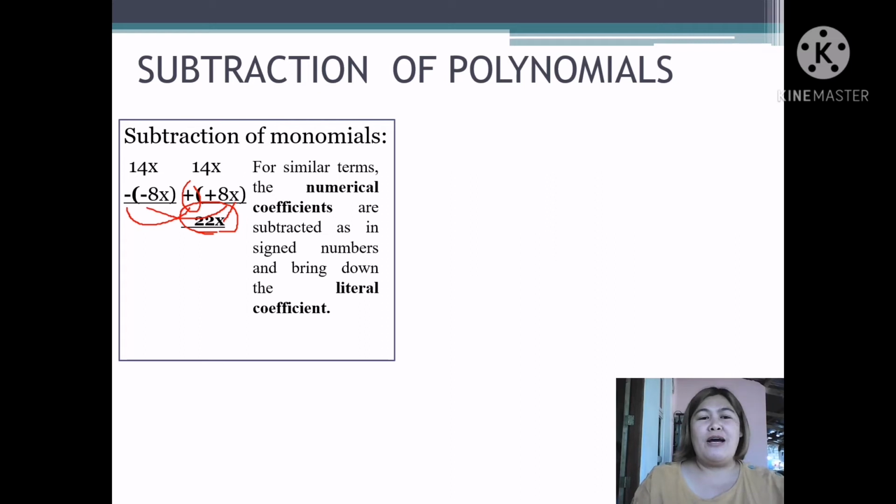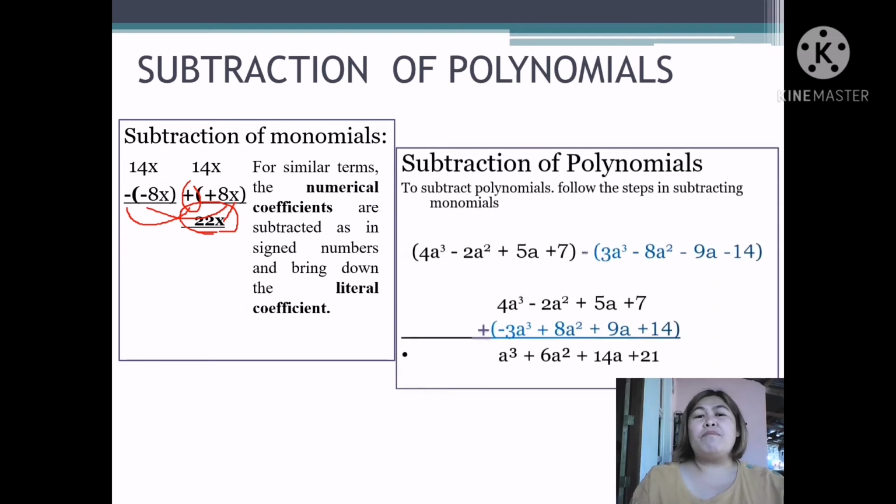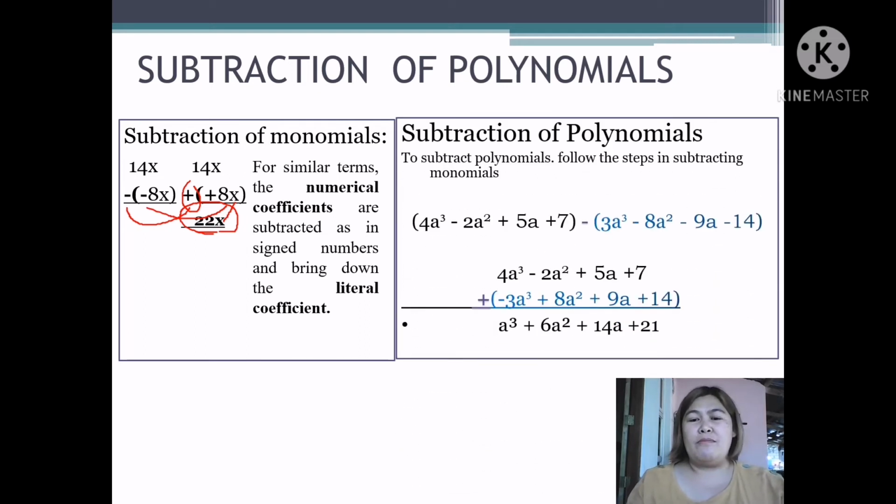So I hope you understand how we subtract monomials. This time, we can now proceed to the subtraction of polynomials. To subtract polynomials, just follow the steps in subtracting monomials. So in our example, we have 4a cubed minus 2a squared plus 5a plus 7 minus 3a cubed minus 8a squared minus 9a minus 14.